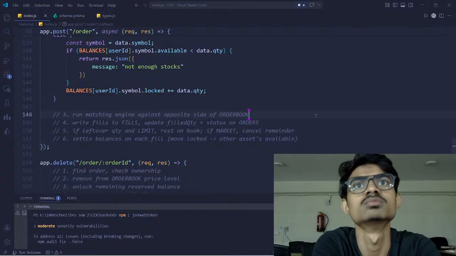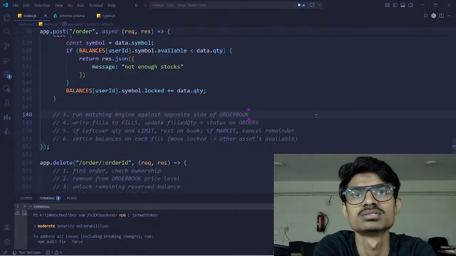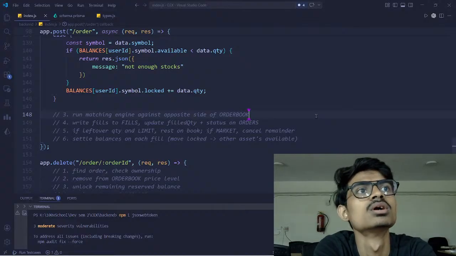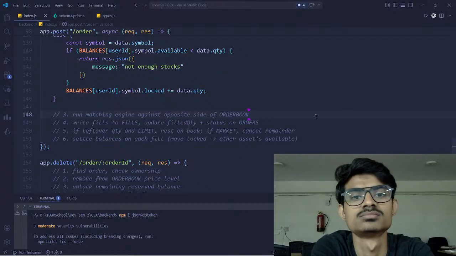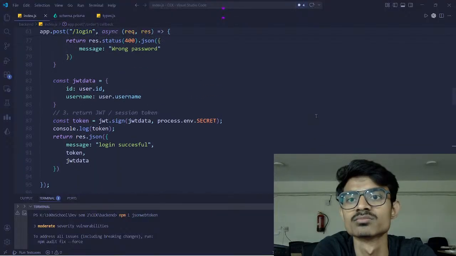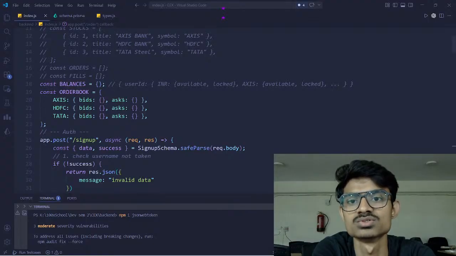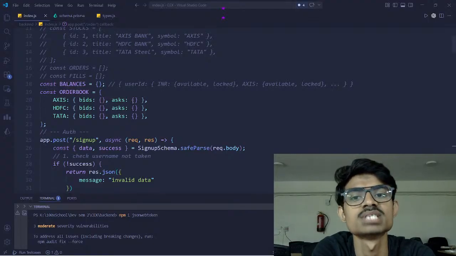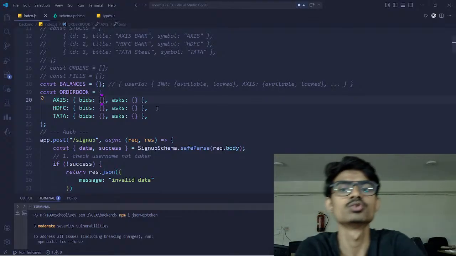The order book would change. How would it change? Let's start from simple stuff. If we are buying with a limit order, let's say we are buying Axis Bank stocks. These asks represent people who are selling Axis Bank stocks, and bids represent the buyers, how much people are willing to pay for their stocks.